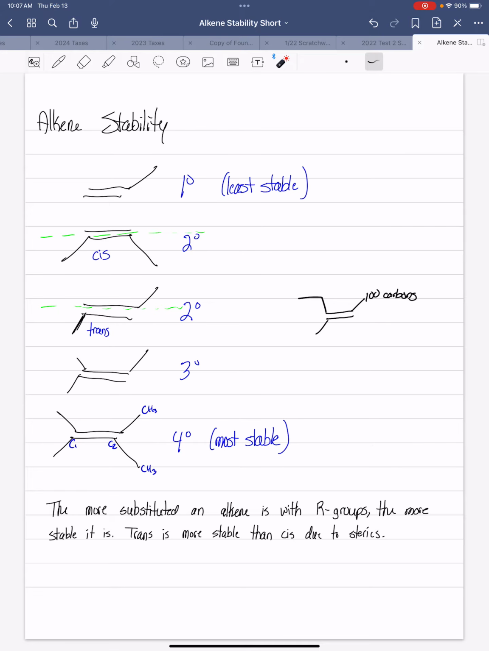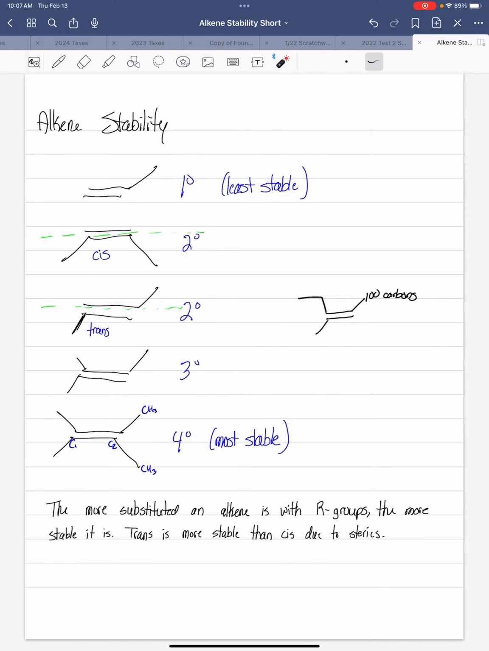One question I like to ask students on this particular molecule is which side is more substituted? That's my most common answer because there's 100 carbons, and it's wrong. It's not the side with the 100 carbon chain. It's this side because it has two R groups, whereas the other side just has one.